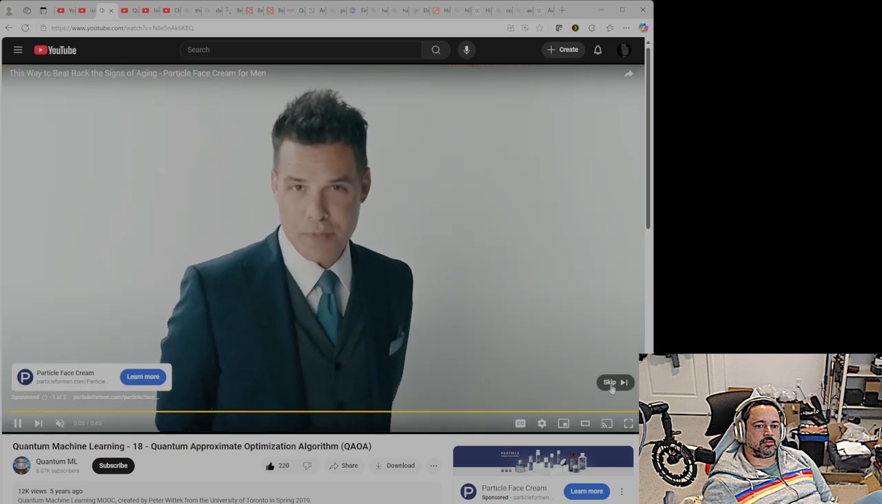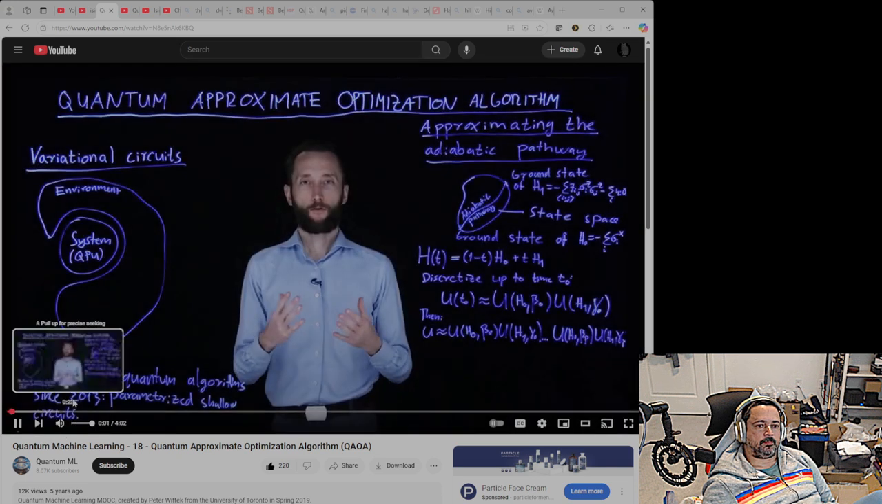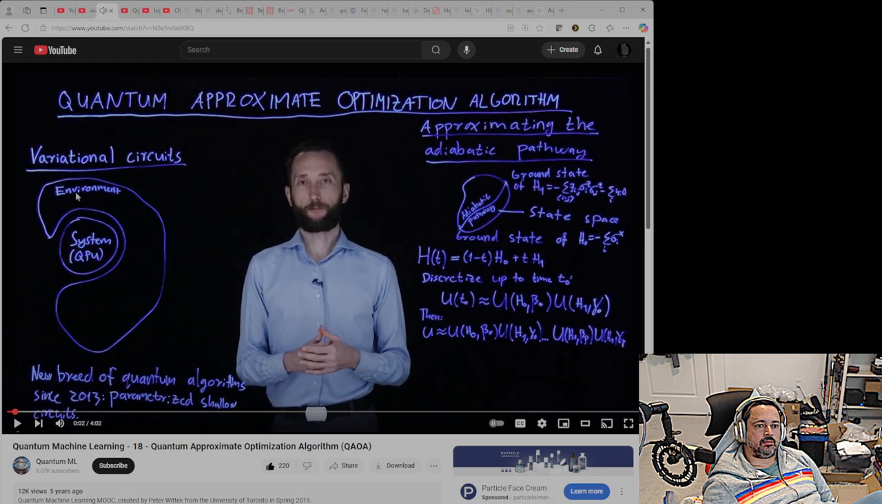Quantum approximate optimization algorithm, yep. We talked about gate. Variational circuits, system, quantum processing unit, environment. There's a new breed of quantum algorithms since 2013, parameterized shallow circuits, approximating the adiabatic pathway, right ground state, right state space.